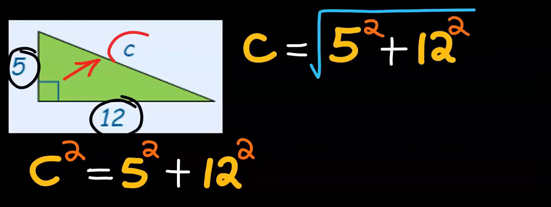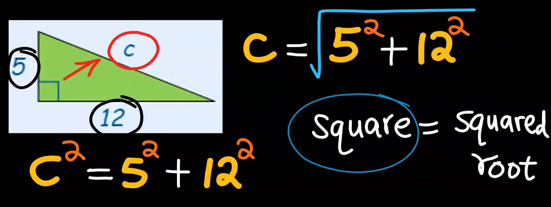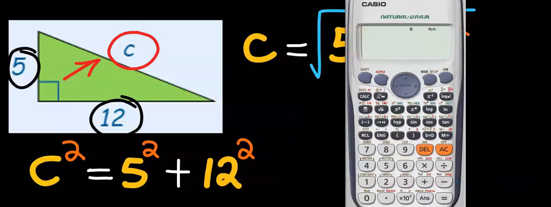Next, we are looking for C and not the square of C. The square across the equal sign becomes a square root. Using a calculator, we can finish this up.